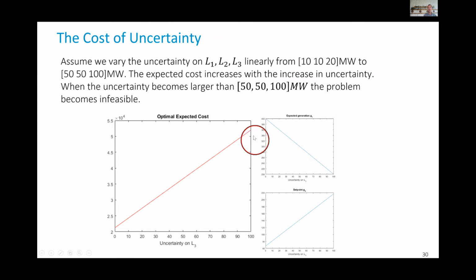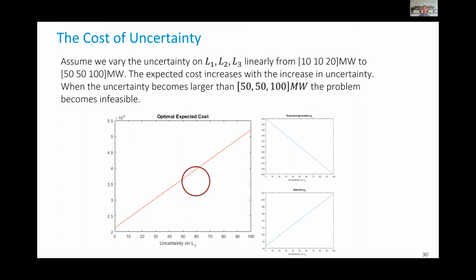We see here the value of the optimal expected cost as a function of the uncertainty. The first case we studied was the uncertainty on the last load was 20. And I said, if I increase it up to more than 100, then it doesn't work. But up to 100, it works. However, the cost increases here. So that's the second take-home message.